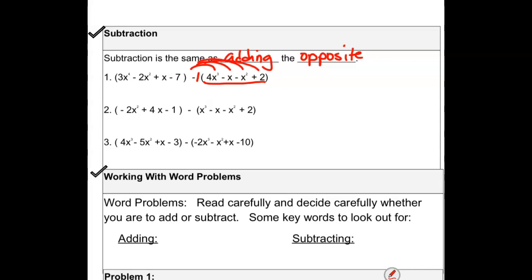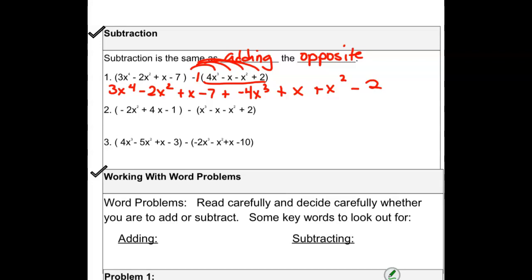Once we distribute that negative, we can now add the two polynomials, okay? So we are taking the first one. I think that's a square. All right, and then the second one becomes adding a -4x cubed, adding an x, adding an x squared, and adding a -2. Okay, let's look for like terms.